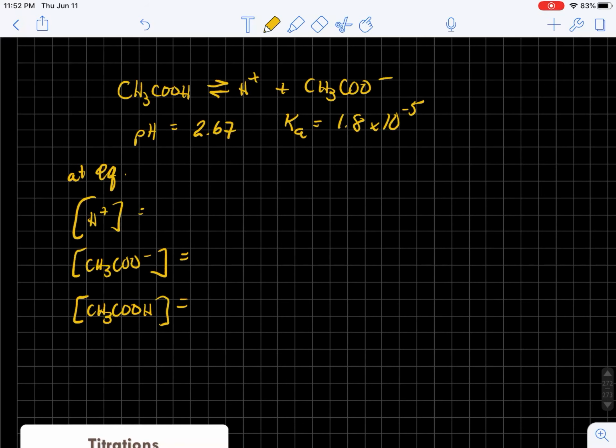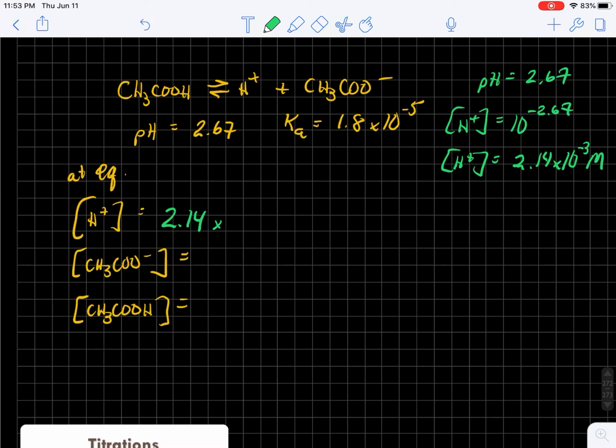Okay, well, first of all, the H+ is pretty easy to do because they gave us pH. And again, if we know pH, we can get the H+ concentration. So pH is equal to 2.67. The H+ concentration is going to be the inverse log. So find the 10 to the x button and type in 10 to the negative 2.67. I said 2.76, it's 2.67. And we get H+ equal to 2.14 times 10 to the minus 3 molar. So we can put that in.